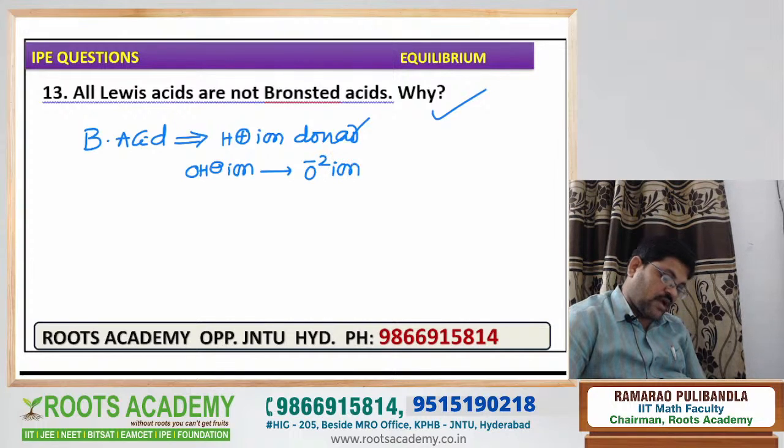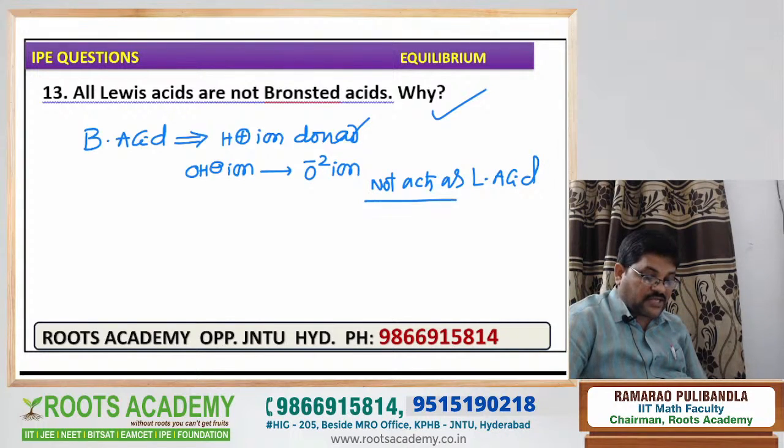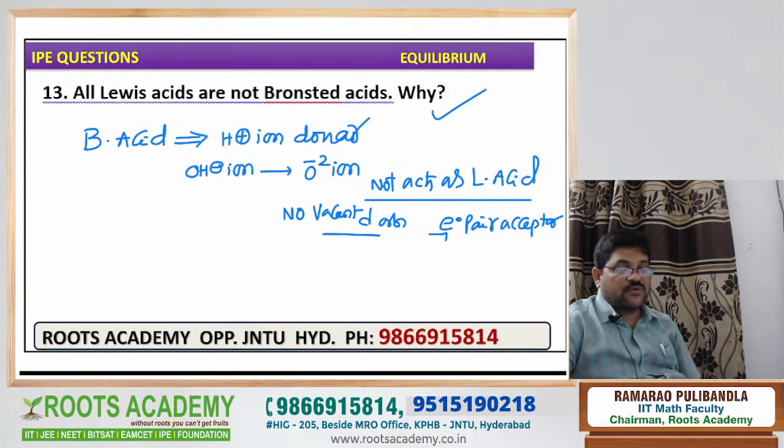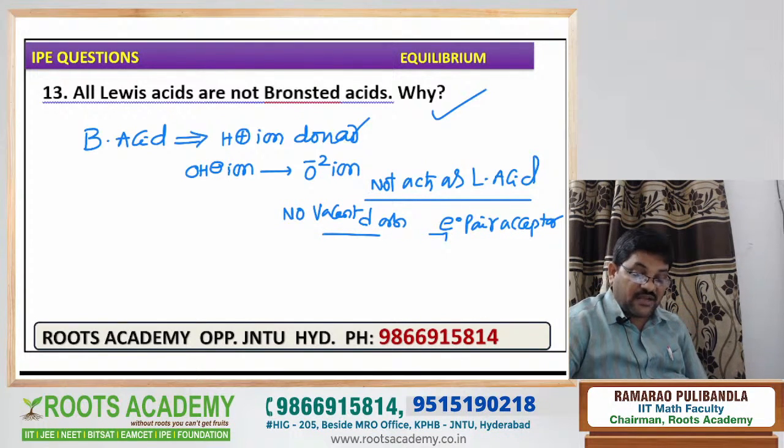Now the OH minus ion is an H plus donor and forms O minus 2 ion. But this O minus 2 ion does not act as a Lewis acid. Why does the O minus 2 ion not act as a Lewis acid? Because what is a Lewis acid? Electron pair acceptor. Oxygen has no vacant d orbital. D orbital is absent in oxygen. That's why it is not a Lewis acid. Understood what I am saying?